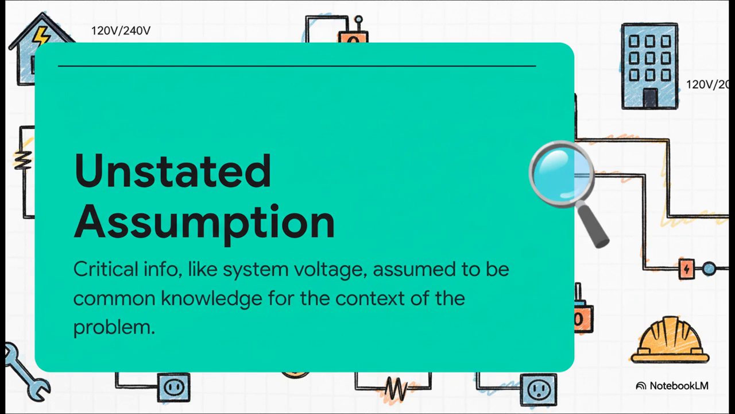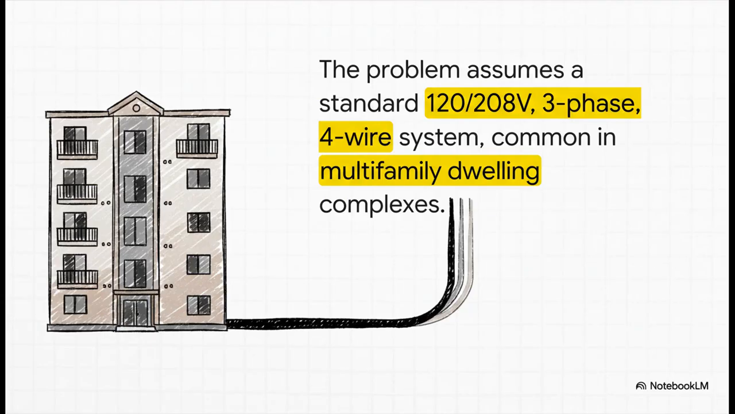You see, in a lot of these code calculations, some info is considered so standard for a particular situation that they don't even bother writing it down. The problem just assumes you already know it, based on the context. So here's the deal. When you see a problem like this, with a bunch of dryers on a three-phase system, you're almost always talking about a multifamily dwelling, like an apartment complex. And the standard electrical service for those buildings is a 120/208-volt, three-phase, four-wire system. It's just a more efficient way to get power to a whole bunch of units. That 208 volts, that's the phase-to-phase voltage, which is what these big dryers connect to. So the assumption wasn't stated, but it was baked right into the scenario.